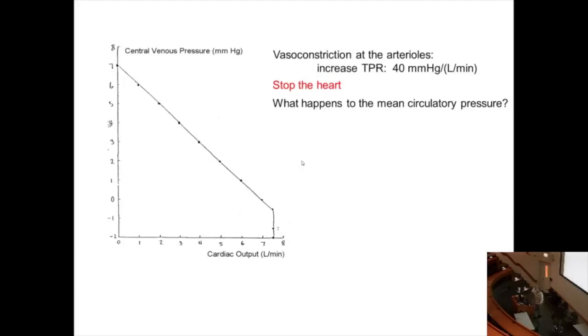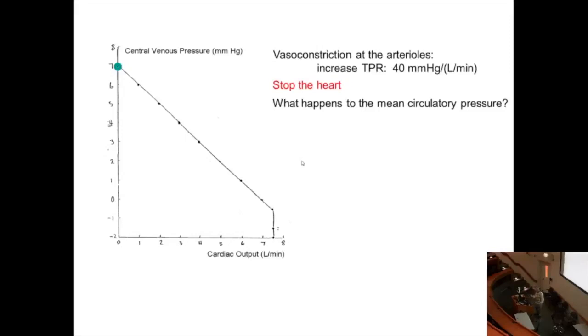Anything? No one wants to stick their neck out? Increase. I hear an increase. Anybody want to disagree with that? Okay. As it turns out, the arterioles are only a very small part of the total vascular compartment. And when you constrict just the arterioles, you don't really change a whole lot elsewhere. So in fact, you don't have a significant change in the mean circulatory pressure. But thank you for guessing.